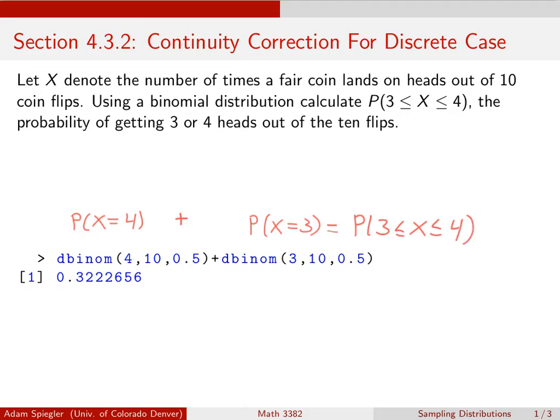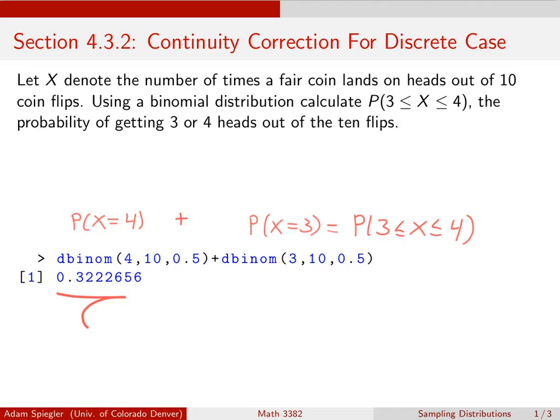So there's only 2 possibilities here since we can't get a fractional amount of heads. That would be either 3 or 4. And from what we've discussed already with binomial distributions in R, we would see that that would be 0.322. So here's the output from R.